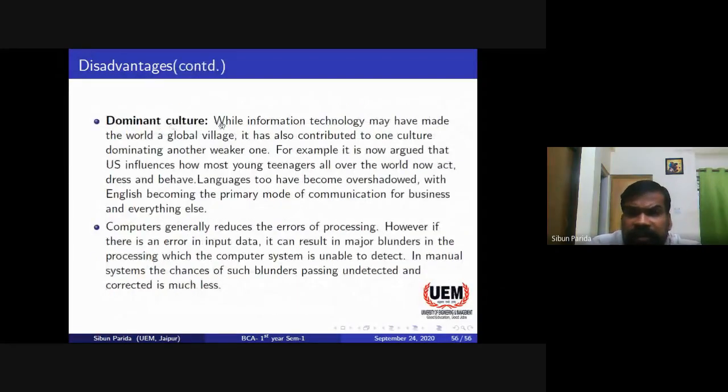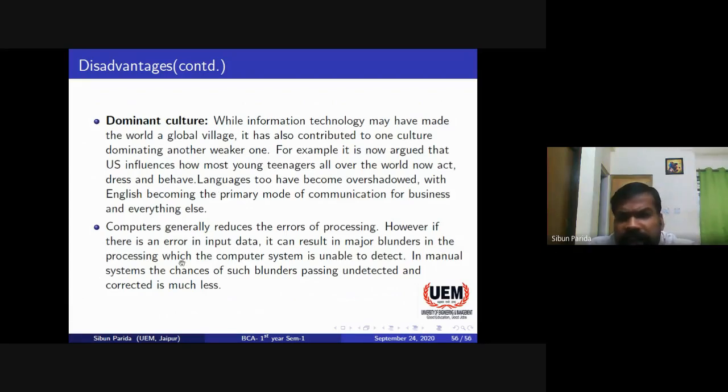Dominant culture: while IT may have made the world a global village, it has also supported one culture dominating another, weaker one. For example, it is now argued that US influence affects how young teenagers all over the world now act. English is becoming the primary mode of communication for business processes. So always try to speak in English as far as possible, because English is utmost required. In your interview process, you will be questioned in English.